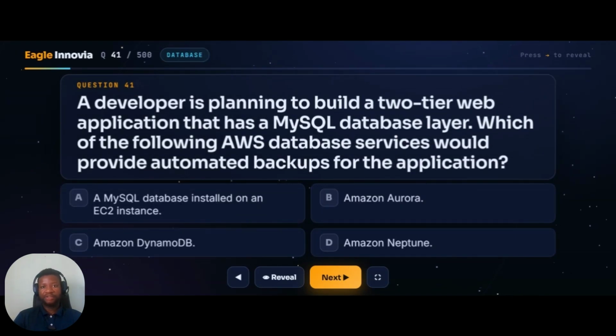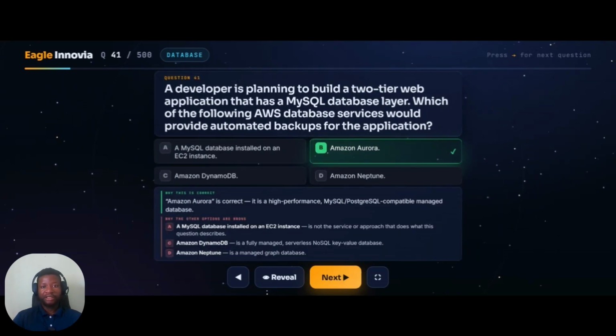A developer is planning to build a two-tier web application that has a MySQL database layer. Which of the following AWS database services would provide automated backups for the application? Option A, a MySQL database installed on an EC2 instance. B, Amazon Aurora. C, Amazon DynamoDB. D, Amazon RDS. The correct answer is Amazon Aurora. It's a high-performance MySQL and PostgreSQL compatible managed database.